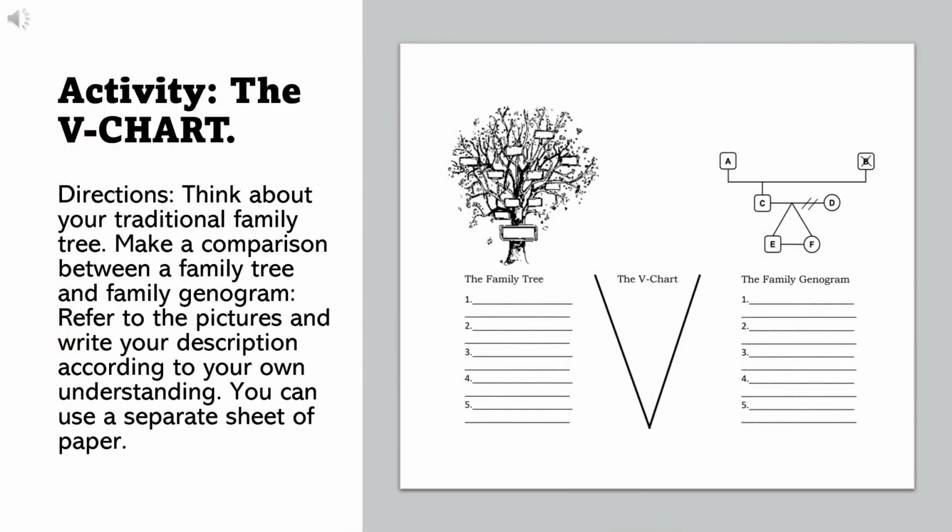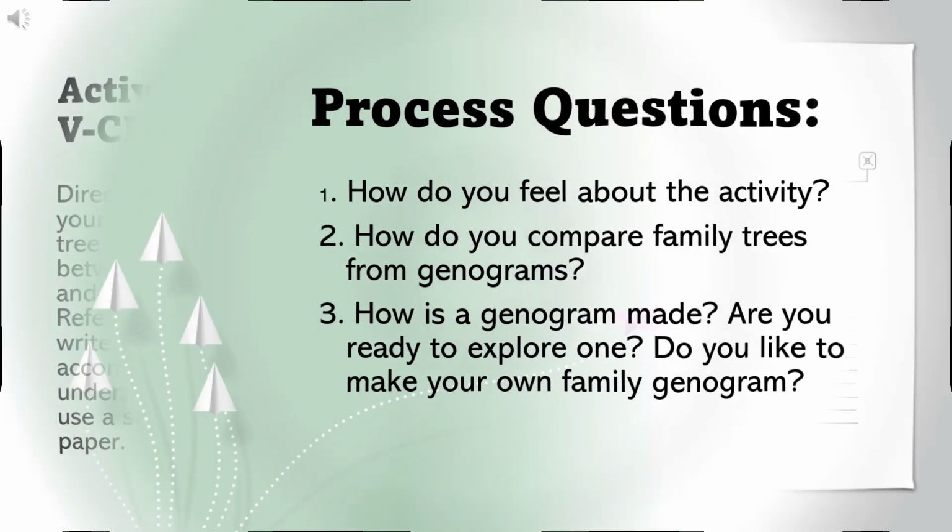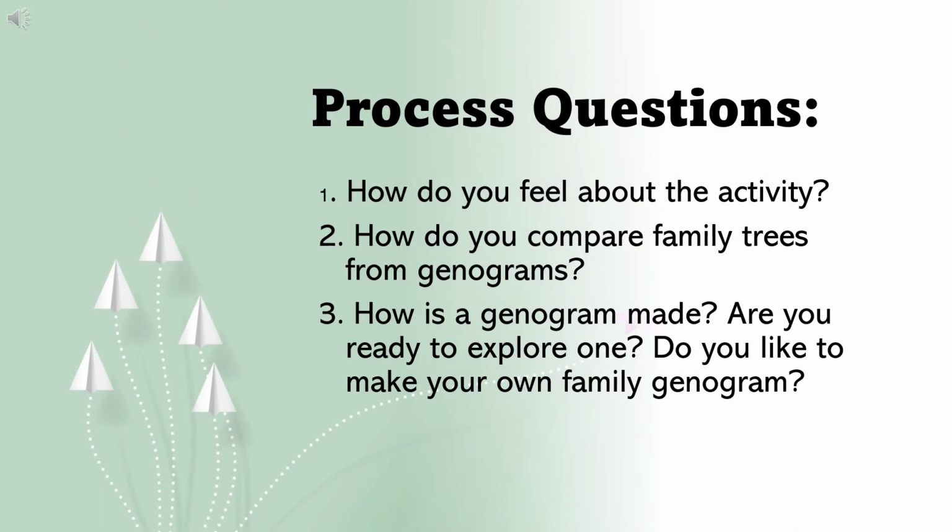However, you are going to do the following activities first before going further with the lesson. Activity 1, the V-chart. Directions: think about your traditional family tree. Make a comparison between a family tree and a family genogram, refer to the pictures and write your description according to your own understanding. You can use a separate sheet of paper. Process questions: 1. How do you feel about the activity? 2. How do you compare family trees from genograms? 3. How is a genogram made? Are you ready to explore one? Do you like to make your own family genogram?